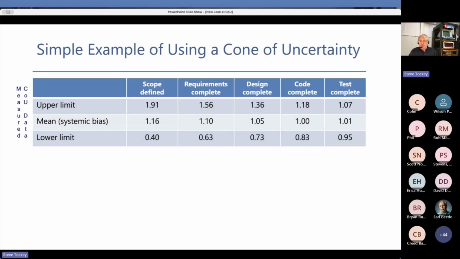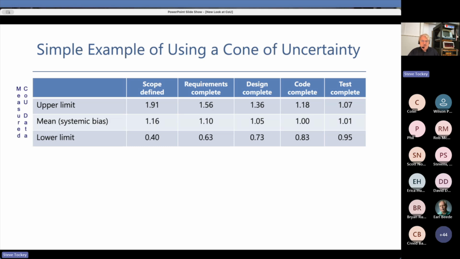And so what I'm showing you right now is a numeric version of the cone of uncertainty from some organization, from some past set of historical projects. They've run the data, they've computed, and what they're saying is the upper limit, the upper bound curve, the lower bound curve, and then the middle curve, which is measuring systemic bias.